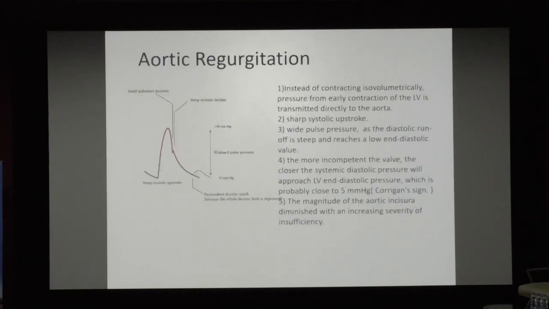In aortic regurgitation, instead of contracting isovolumetrically, pressure from the early contraction of the LV is transmitted directly to the aorta. So there is a sharp systolic upstroke. There is wide pulse pressure. The more incompetent the valve, the closer the systemic diastolic pressure will approach the LV end-diastolic pressure, which is known as the Corrigan sign. The magnitude of the aortic incisura diminishes with increasing severity of the aortic insufficiency.